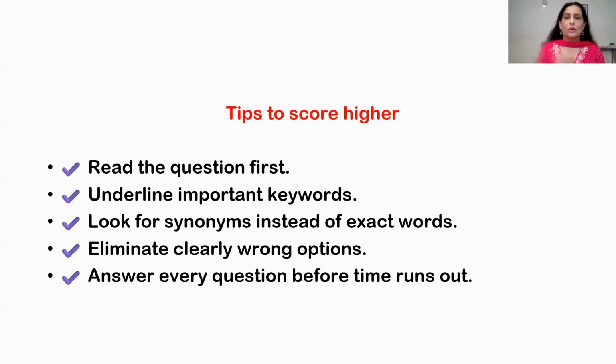Eliminate clearly wrong options. Suppose there are three options, A, B, and C. Suppose you feel that A is totally wrong, but you are confused between B and C. First, eliminate option A and then think about B or C. You will get the answer. And even if you don't get it, you just guess. Suppose it is very, very difficult for you. Either you will get 1 mark or 0 marks, full marks or zero. Answer every question before time runs out.